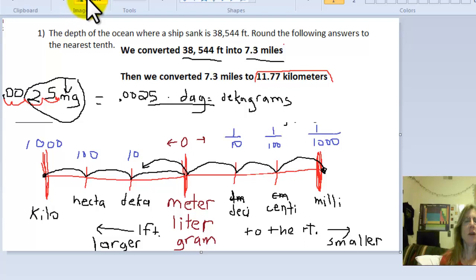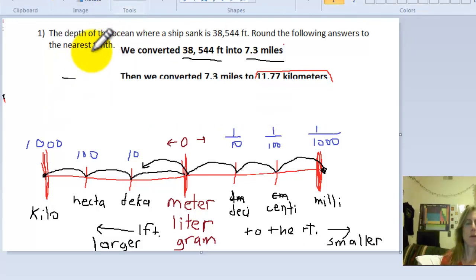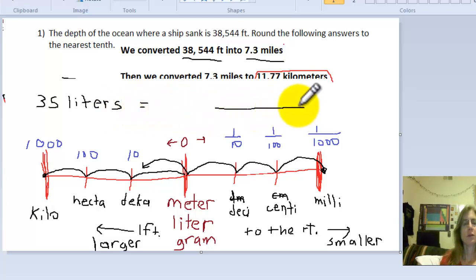Okay, let's look at another example. Let's go from meter. No, let's go from liter. Let's go to 35 liters. And let's change it to milliliters. Now, you're never going to go from milliliters to millimeters. That doesn't make sense. The second letter has to be the same.